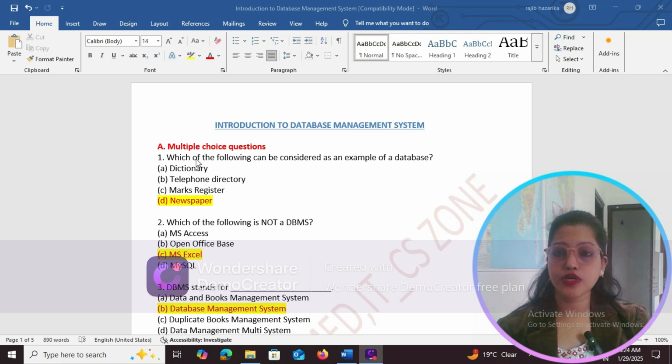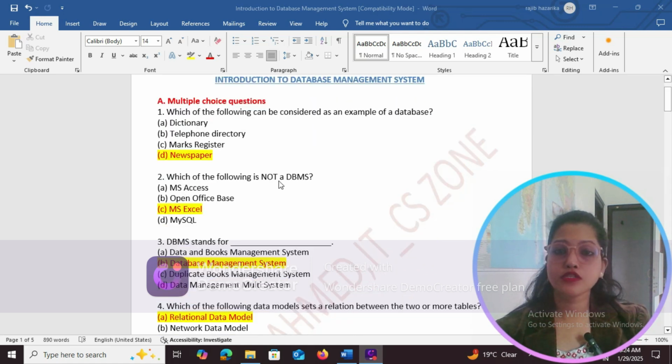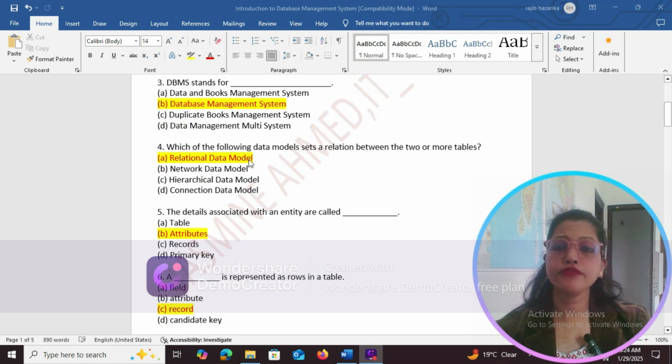In this multiple choice question, the first one is, which of the following can be considered as an example of database? Answer is newspaper. Then, which of the following is not a database management system? MS Excel. Then the third question, DBMS stands for dash. It stands for database management system. Then, which of the following data model sets a relation between two or more tables? It is the relational data model.